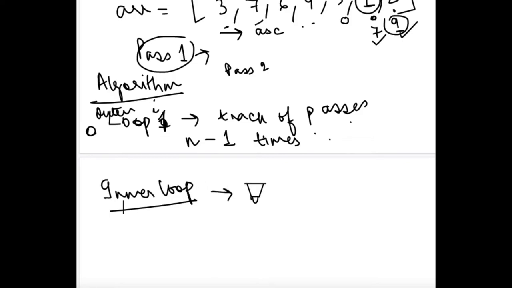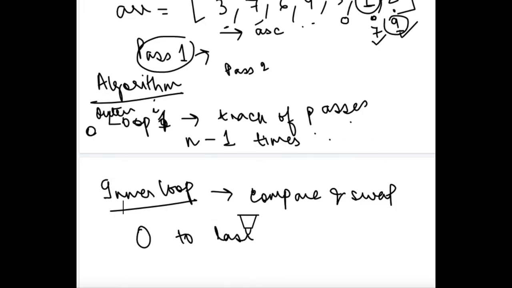As we mentioned earlier, there is a compare and swap philosophy of bubble sort, and that is what is being taken care of by this inner loop. This inner loop is going to run from 0 index to the last unsorted element. What is the last unsorted element and why do we do it like this? This is critical, this is what we have to understand.